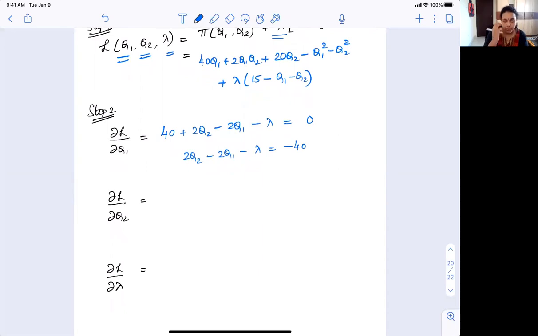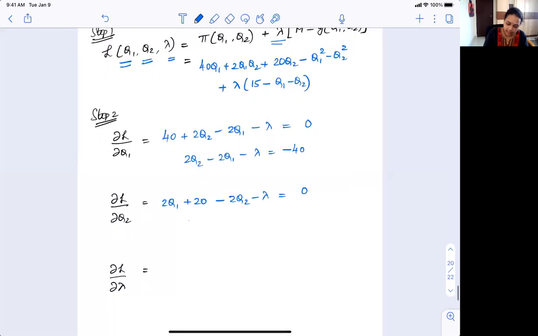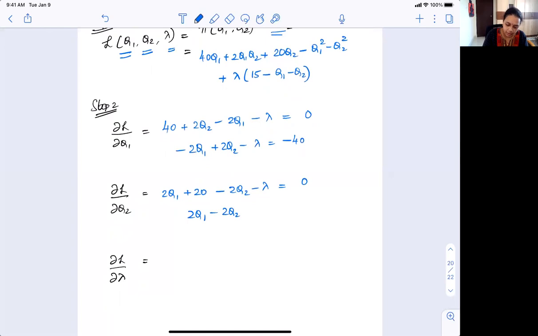Let's do dou L by dou Q2. This is going to be 2Q1 plus 20 minus 2Q2 minus lambda is 0. So this can be written as 2Q1 minus 2Q2. Actually, let me rewrite the first one in a slightly different way. I'll put the Q1 term first and then the Q2 term. So minus 2Q1 plus 2Q2 minus lambda is minus 40. That's the first one. Second, you have 2Q1 minus 2Q2 minus lambda is minus 20. We'll keep it that way.